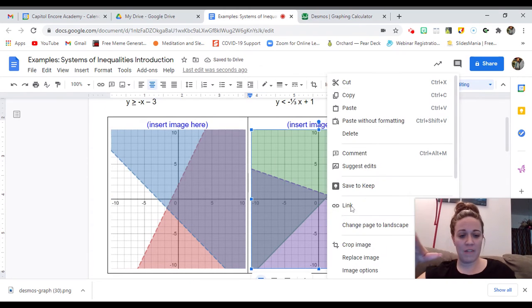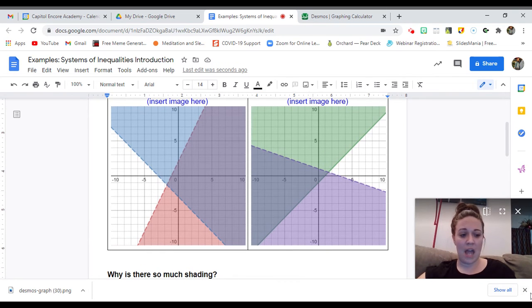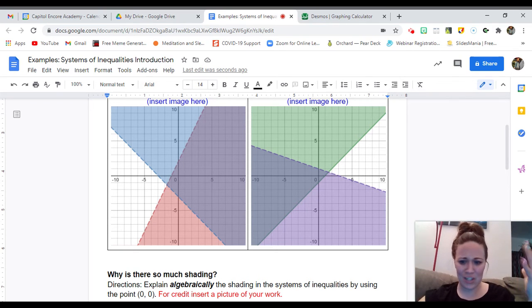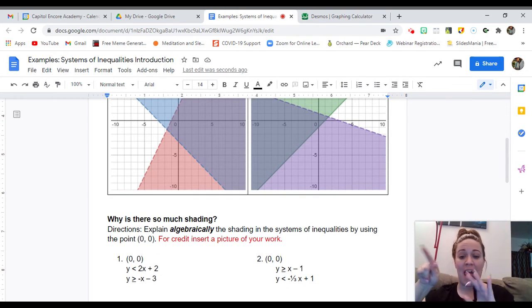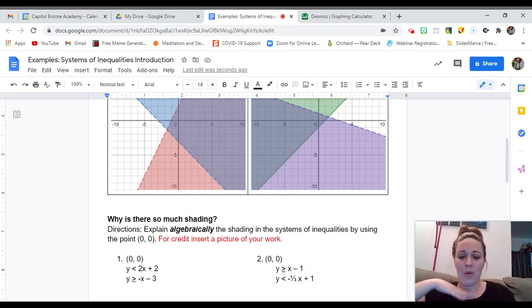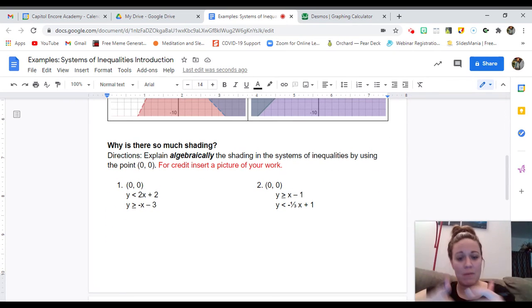Okay, so with all of that being said, we are also going to be making sure that we can algebraically show why there is double shading. So why is there so much shading going on with our systems of inequalities? The directions say explain algebraically. That means we're using numbers, we're using math, we are plugging in the points that I'm asking you to plug in, and we're showing our work algebraically. So you get out your notebook, take out a pencil, and make sure you're writing this. Yes, you have to upload a picture. I'm actually going to be writing on the screen, though. You are going to be uploading the picture.